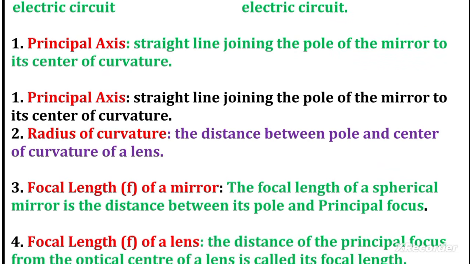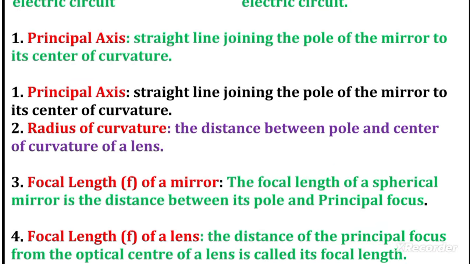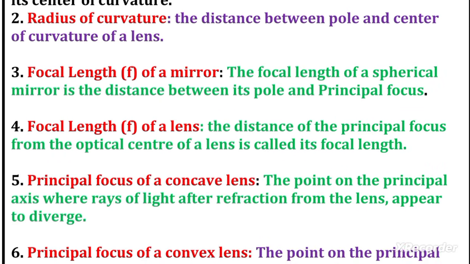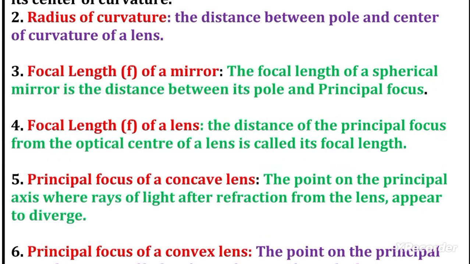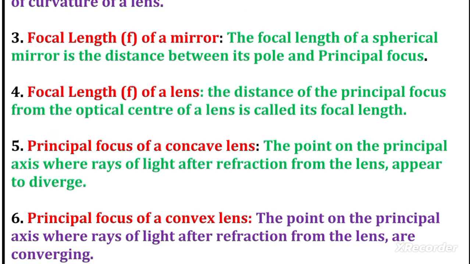Asking the definitions of principal axis. Principal axis is a straight line joining the pole of the mirror to its center of curvature. Radius of curvature: the distance between the pole and the center of curvature. Focal length, indicated by f, of a mirror: the focal length of a spherical mirror is the distance between its pole and principal focus.